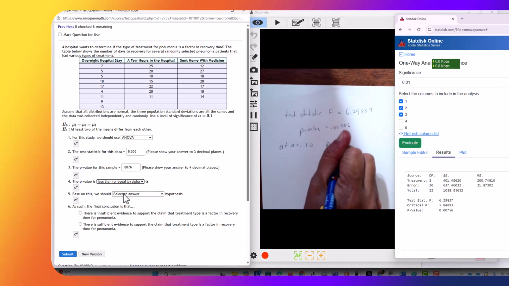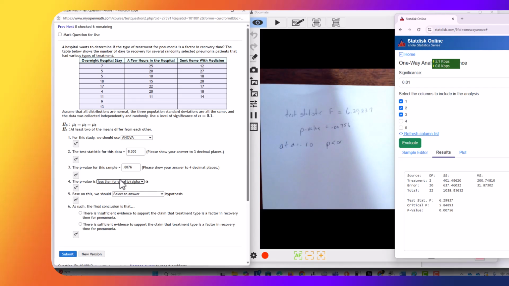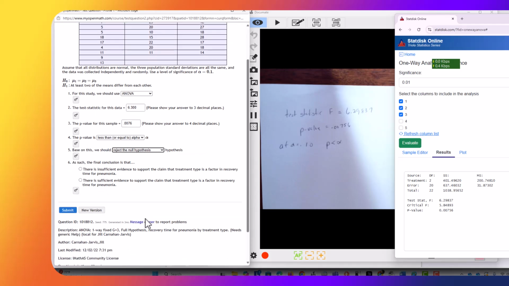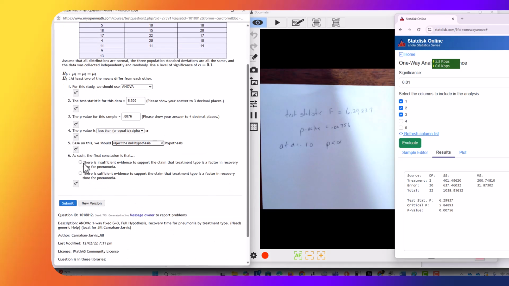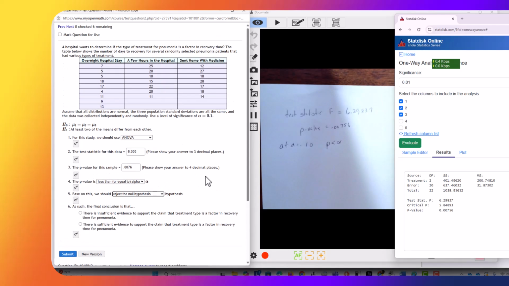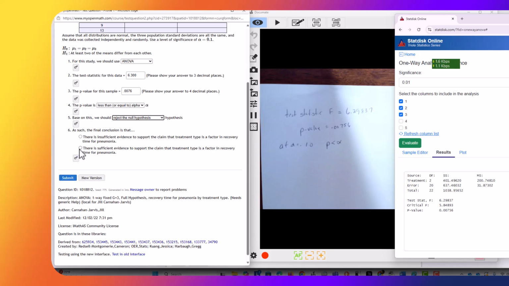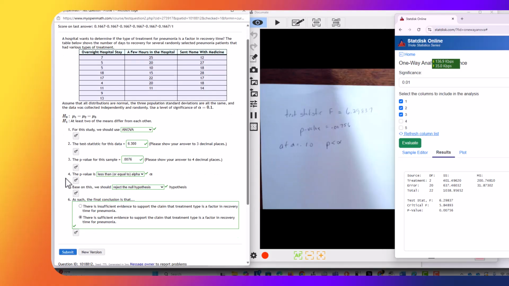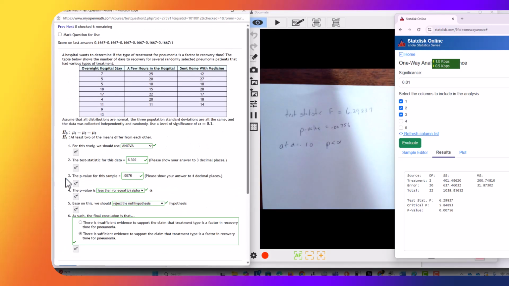P is less than alpha, therefore we're going to reject the null in favor of the alternative. You never accept a null, by the way. We're going to reject the null, and there is sufficient evidence to support the claim that the treatment type is a factor in recovery time. So let's choose that one. Submit. And let me know if you have any questions. Thanks.